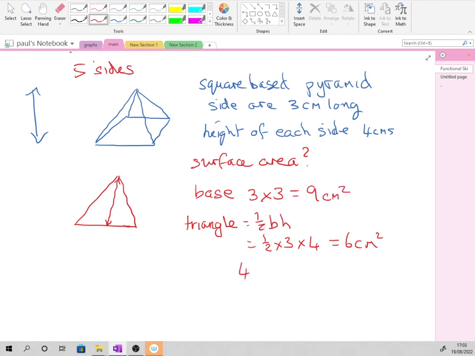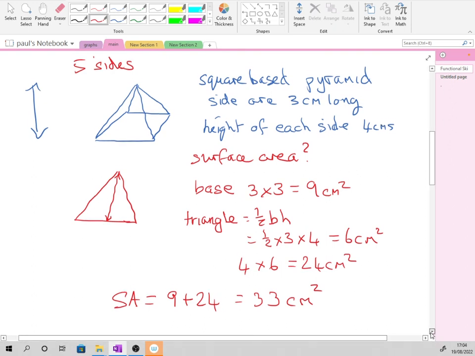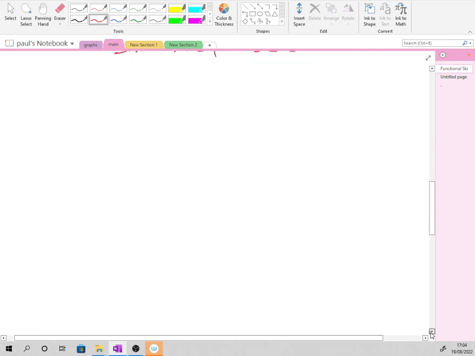But we've got 4 of them, haven't we? So 4 times 6 is 24 centimeters squared. So the surface area is going to be the base, which is 9, plus 24, which is all of the triangle sides, which is 33 centimeters squared. Hope I got that right. So there's a pyramid.